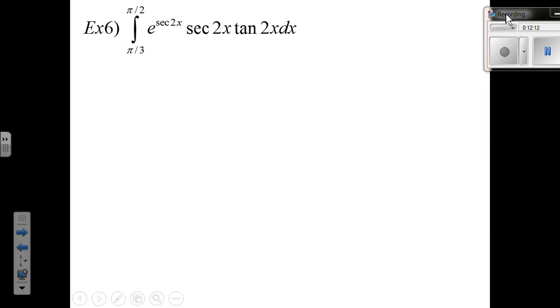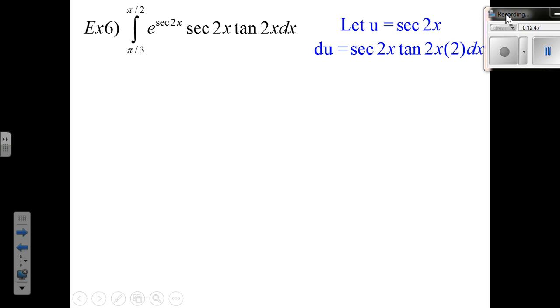All right, let's try this one. Here we have a definite integral. And think about, what are you going to make your u? Here, making the exponent your u makes more sense. Because if u is secant of 2x, what's your du? Remember your trig derivatives. Derivative of secant is secant tangent. And since I have secant of 2x, I need to do secant 2x, tangent 2x, and then do the chain rule, right? So I need to multiply by the 2 dx.